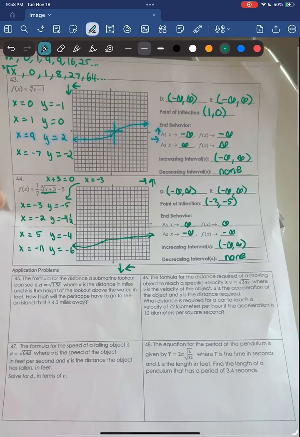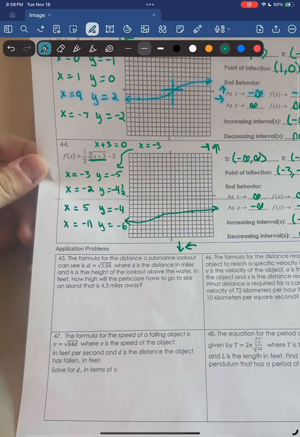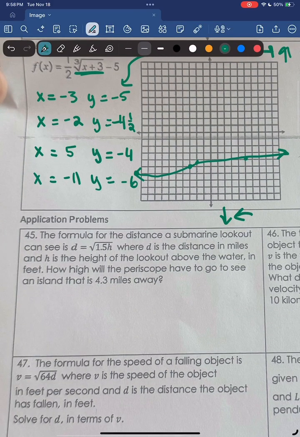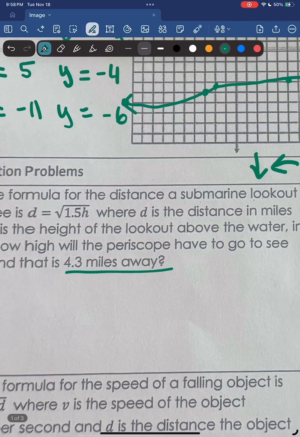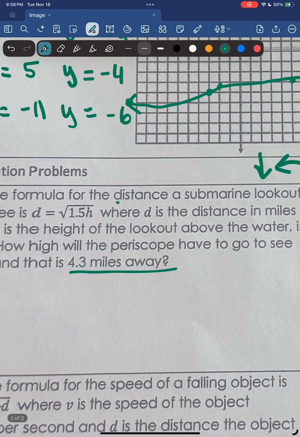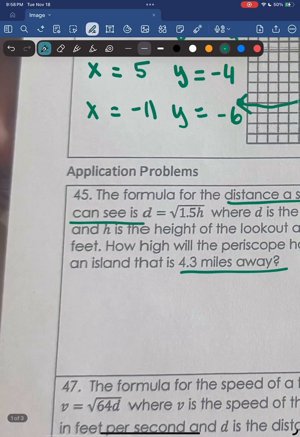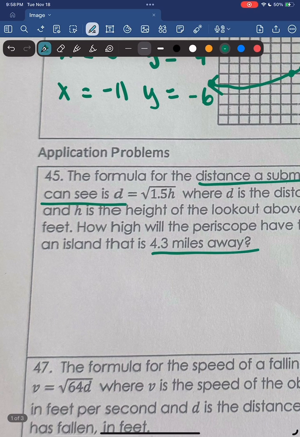Now let's move on to 45. The formula for the distance a submarine lookout can see is d equals the square root of 1.5h, where d is the distance in miles and h is the height of the lookout above the water in feet. How high will the periscope have to go to see an island that is 4.3 miles away? So we know that 4.3 miles away is our d value. And we're looking for the h value, right? How high? So we're solving for h.